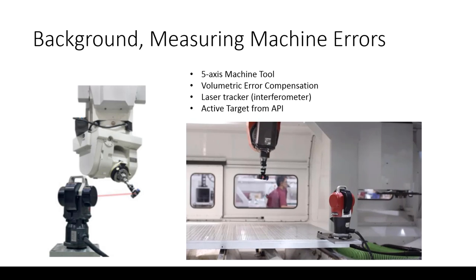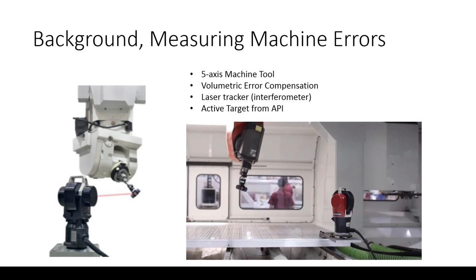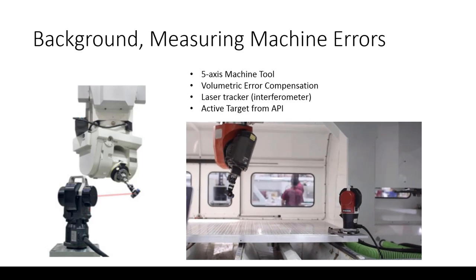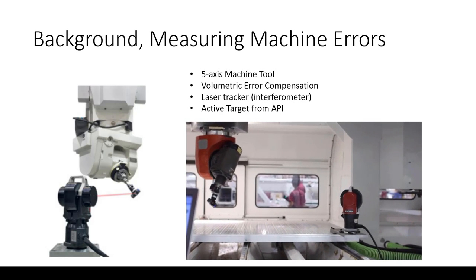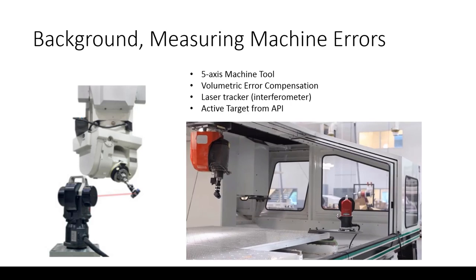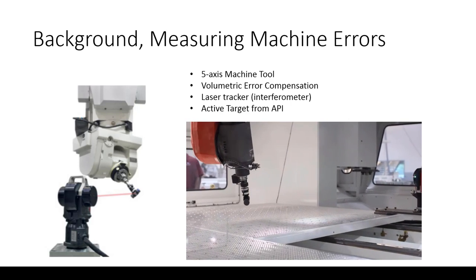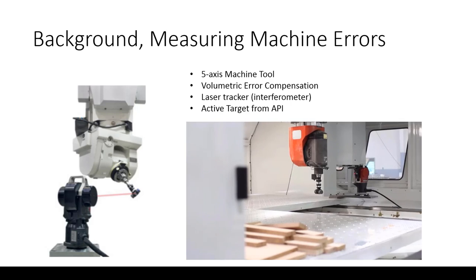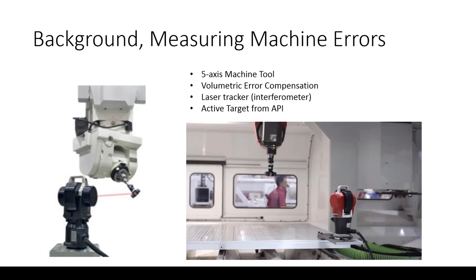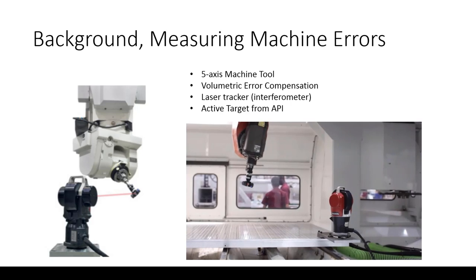Just a little bit of background. I want to describe volumetric error compensation, in which a laser tracker projects a beam onto a tool on the end of the machine tool. This allows the laser tracker to determine the location of the machine tool and any errors.